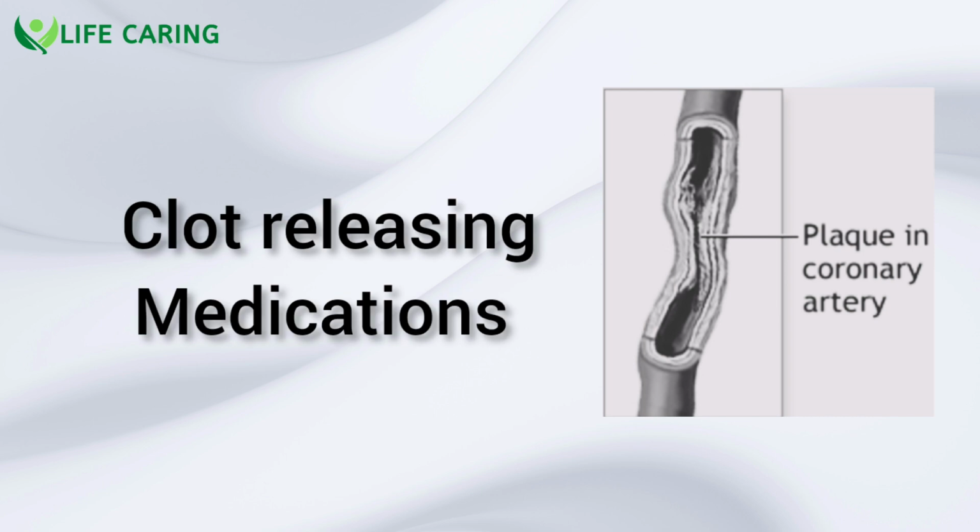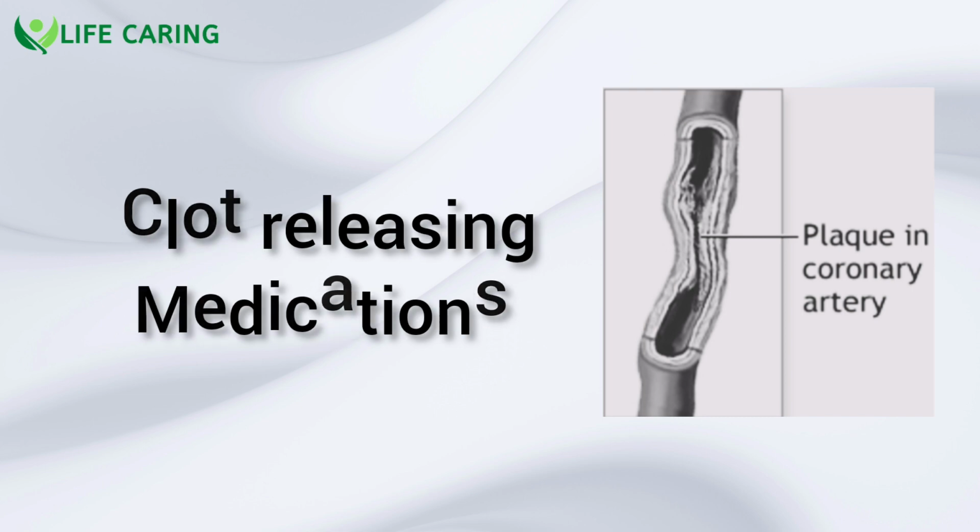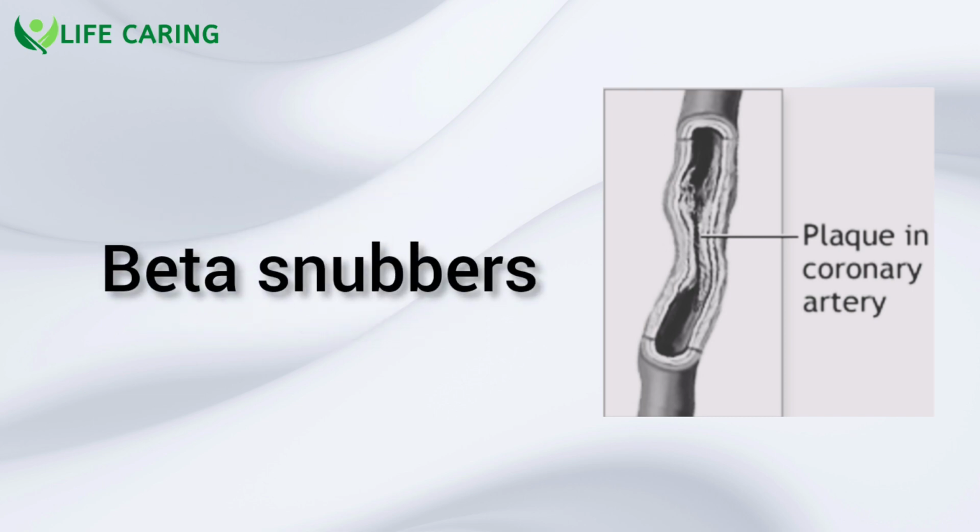Clot-resisting medication. Blood doesn't clot because certain drugs, including clopidogrel, Plavix, Prasugrel, Efient, and Ticagrelor, Brilinta, reduce the likelihood that blood platelets will adhere to one another. If you can't take aspirin, one of these medicines might be advised. Beta blockers. Beta blockers reduce blood pressure by causing the heart to beat more gradually and gently. These drugs also help to enhance blood flow by relaxing blood arteries.